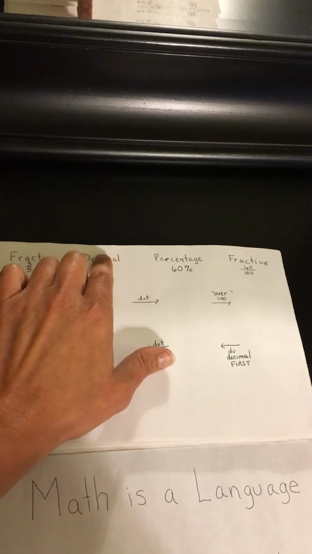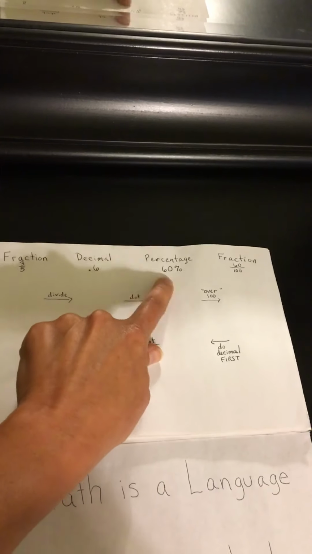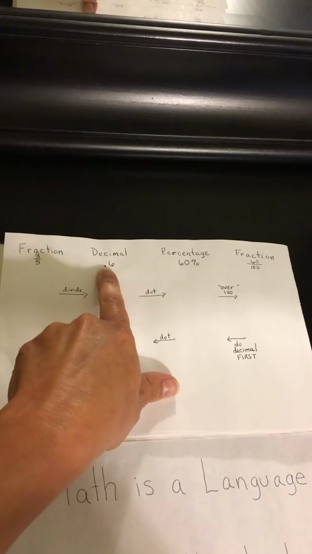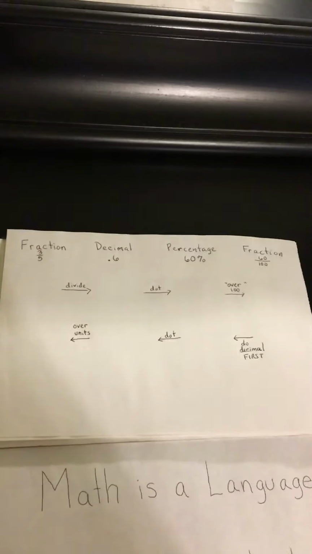The easiest one is here between decimal and percentage, and it just has to do with moving this dot. That's it. So let's take a look at that one first.